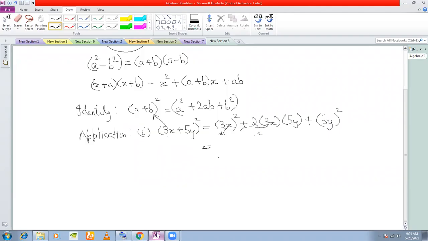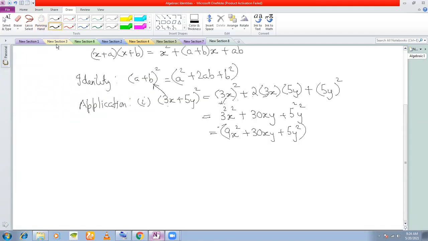If you want to simplify this, now (3x) whole square is the same as 3 square x square plus, how do you multiply 2, 3x and 5y? You multiply the coefficient first, isn't it? 2 into 3 into 5, 30xy. And here this is 5 square, y square. So this becomes 9x square plus 30xy plus 5y square. Clear?